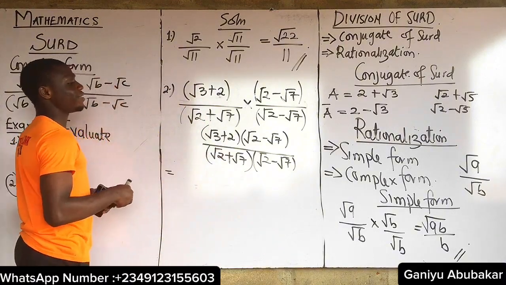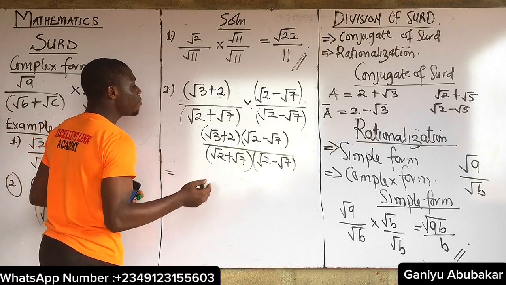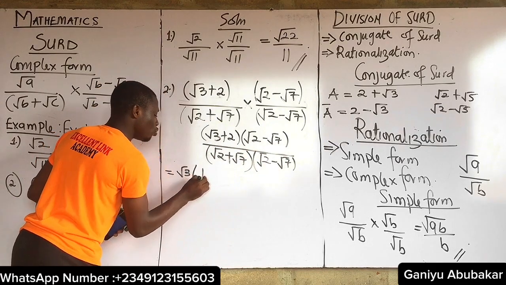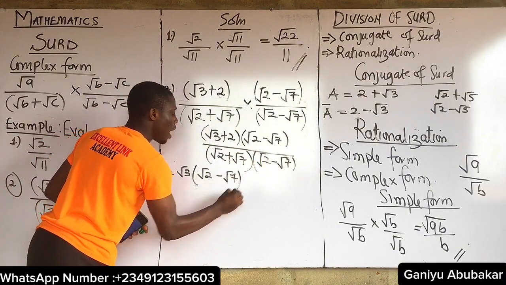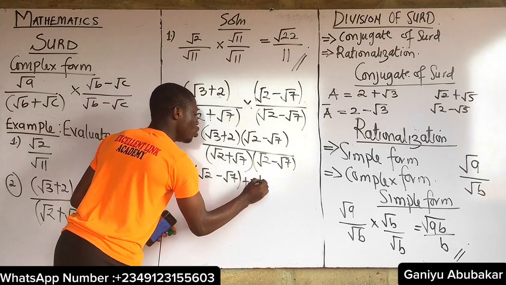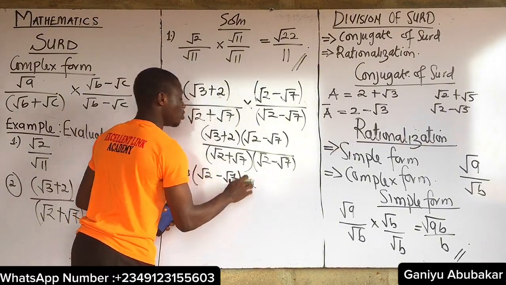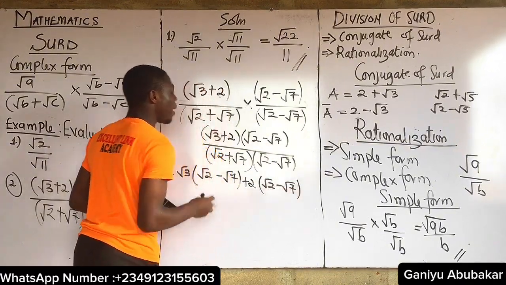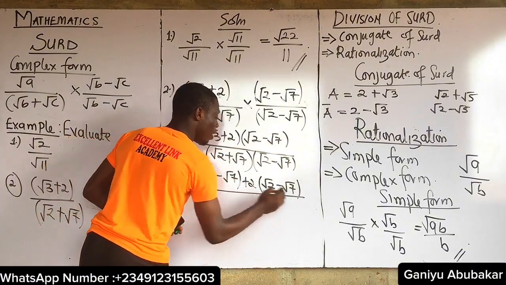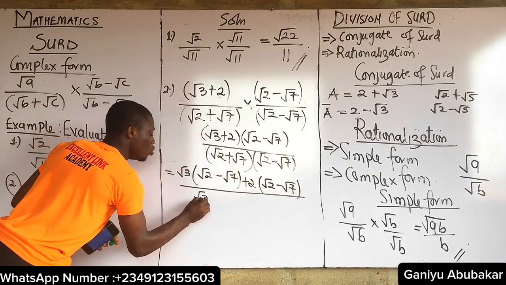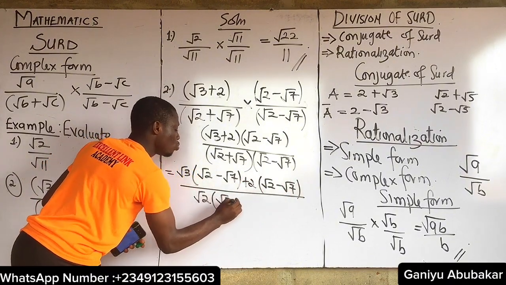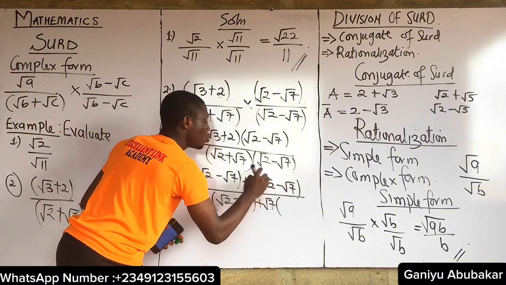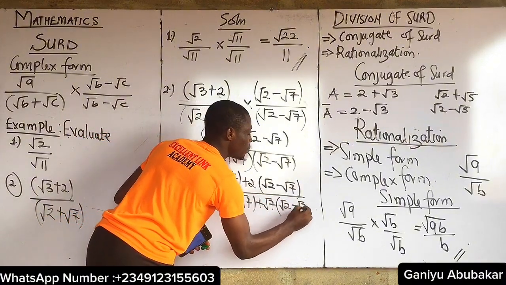Expanding the numerator, what do I get? The idea behind expansion: pick out the first term, root 3, into everything here, that's root 2 minus root 7. I'm done. Second term is plus 2 into everything here, root 2 minus root 7. I'm done with this one here. So all over the denominator, I have root 2 first, root 2 into everything here, root 2 minus root 7. This is plus root 7 into what? Root 2 minus root 7.